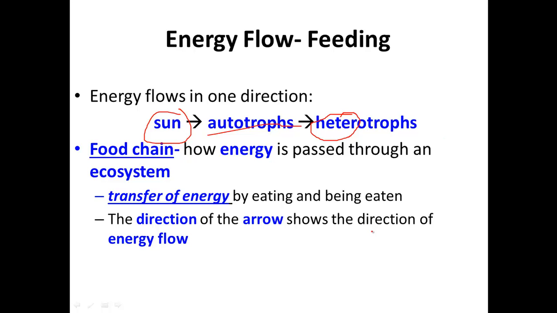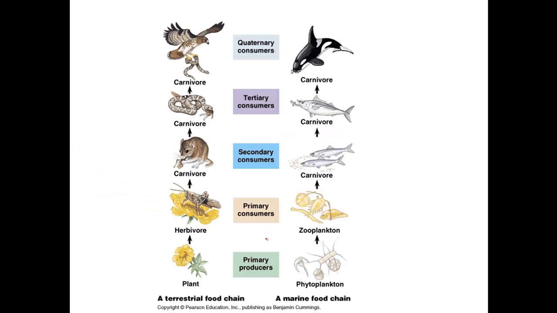This is what trips up most people, because most people think that it's pointing to what is being eaten, but it's the opposite. So let's look at an example here. Okay, so here we have our primary producer. Let's use this example, a plant. It's a producer because it's making its own food. It's getting energy from the sun.